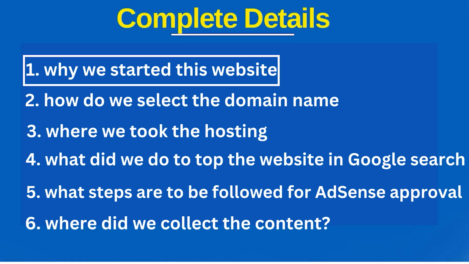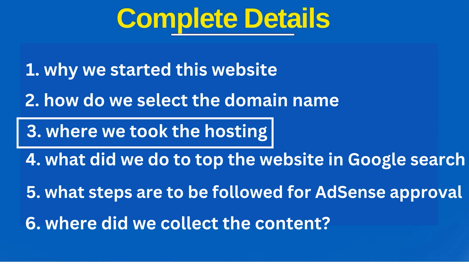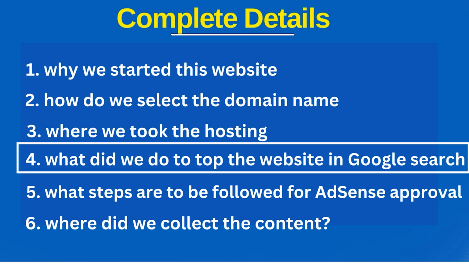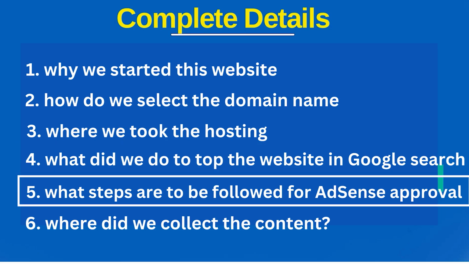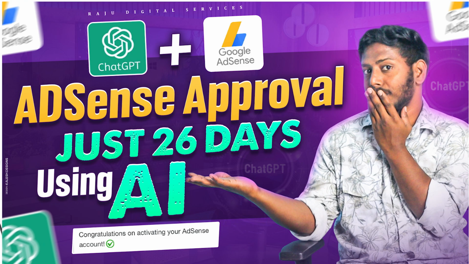Now let's see: 1. Why we started this website. 2. How do we select the domain name? 3. Where we took the hosting. 4. What did we do to get the website to the top in Google search? 5. What steps are to be followed for AdSense approval? 6. Where did we collect the content? What steps do we follow while collecting the content? I will practically show you here the process we followed in these 26 days.